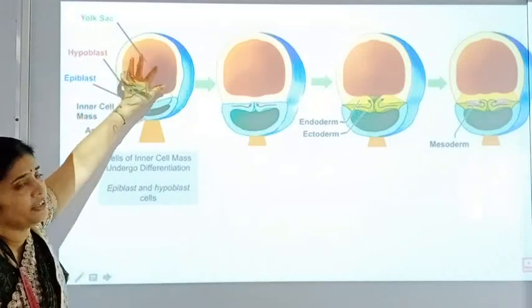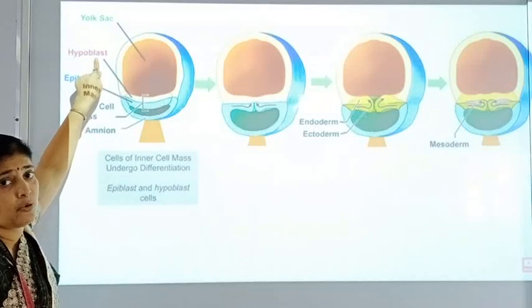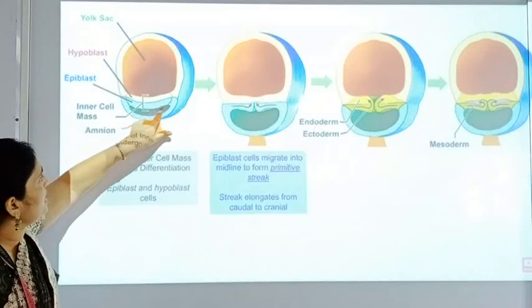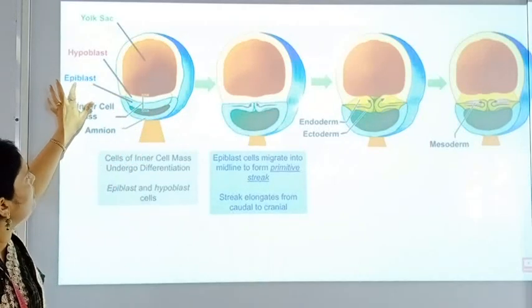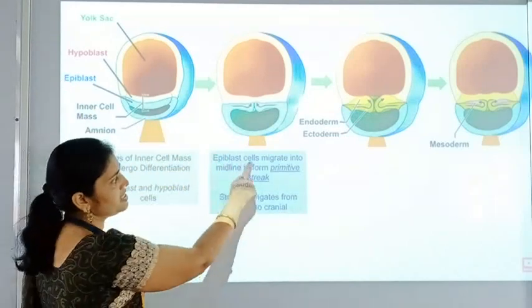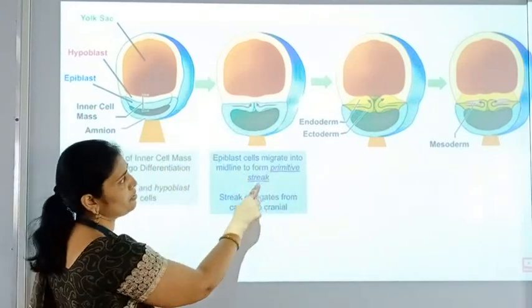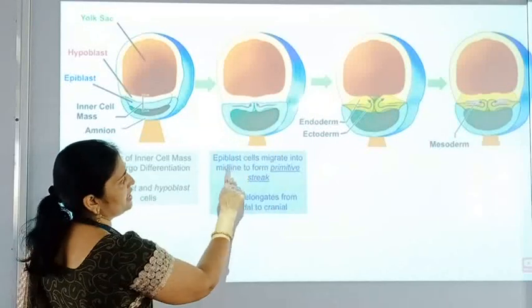So this is the yolk sac which is formed due to the differentiation of the cells of the hypoblast, and this is the amniotic cavity. This amniotic cavity is formed due to the cells differentiated by the epiblast. Now these epiblast cells migrate into the midline to form the primitive streak. So here this epiblast layer is migrating into the midline.